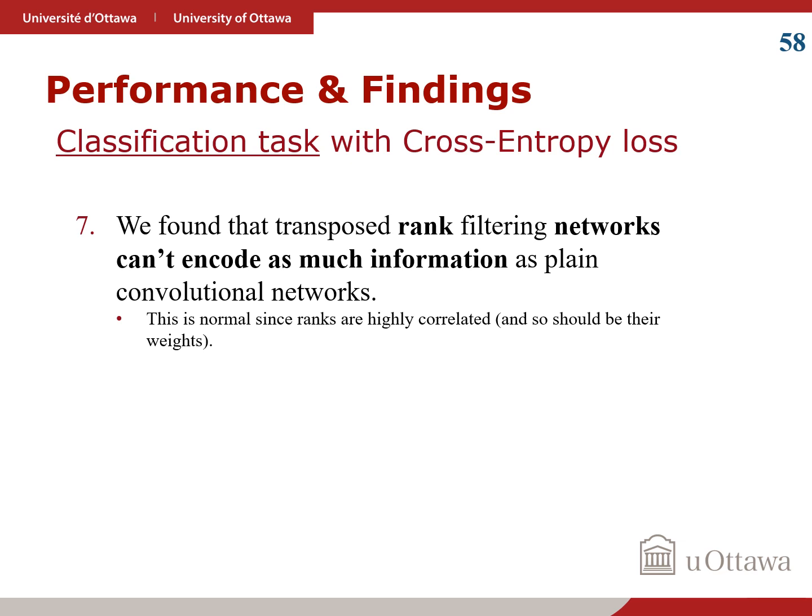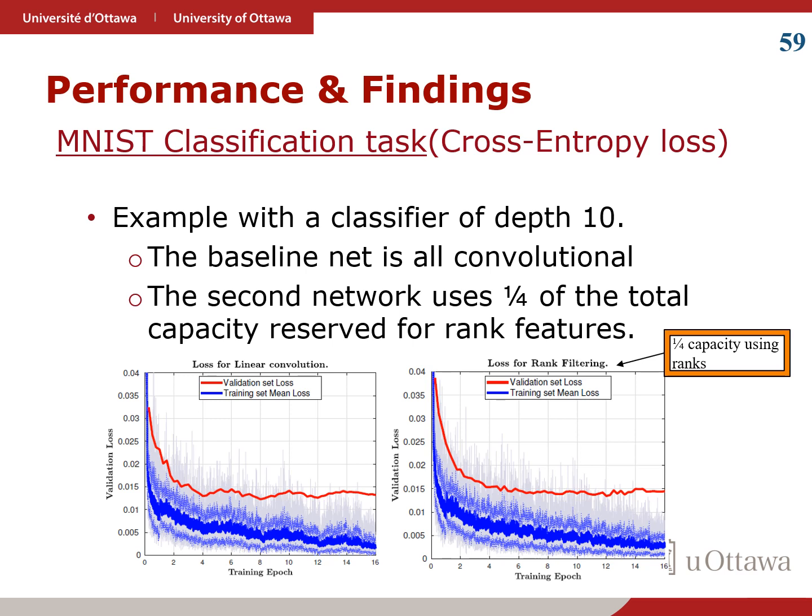Another thing we found is that transposed rank filters can't encode as much information as plain convolutional networks, but that is expected since ranks are highly correlated, and so should be the weights. To show this, we've trained 2 nets to classify MNIST images, and both nets had a total depth of 10.